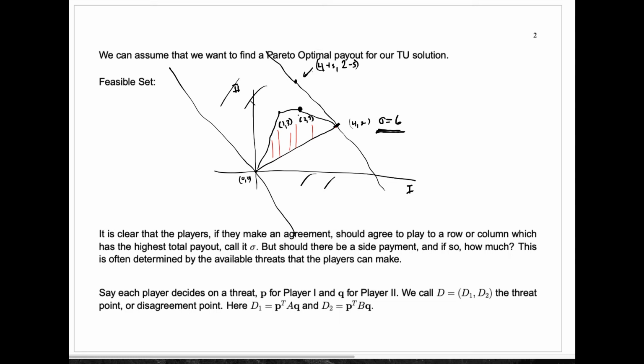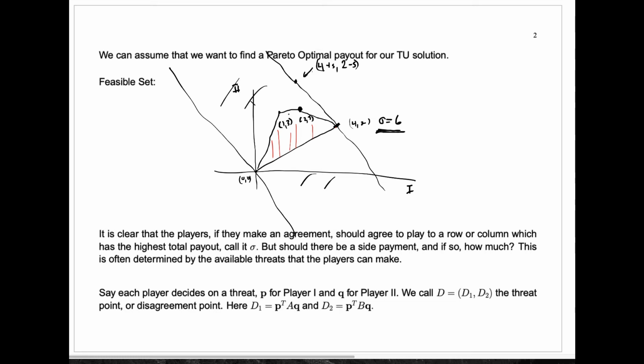Well, this idea that a player is dissatisfied because a player could make a threat to not agree to this position, which has the maximum total payout, and instead play one that's more profitable for that player. That idea of a threat we can formalize very simply. We just ask, what's the best that each player can do all by him or herself without even considering what the other player does?